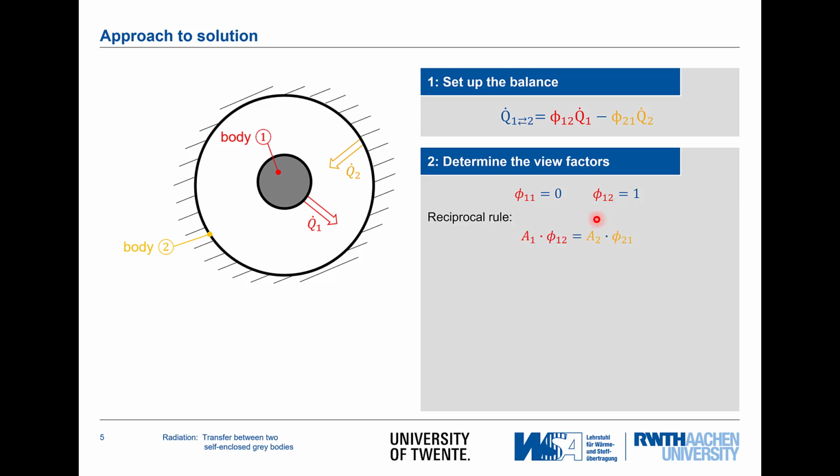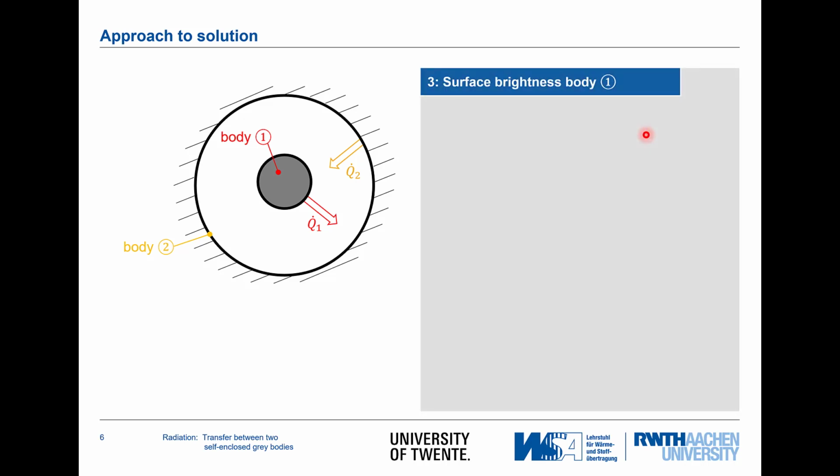This is perfect to use the reciprocal rule. We know then phi 12 times area A1 equals A2 times phi 21. So phi 21 using this value becomes just the area ratio. The summation rule for object 2 gives phi 21 plus phi 22 equals 1. Now we can determine phi 22. So this is at the end 1 minus the area ratio. This has now given us all the 4 needed view factors. Now we can look at the surface brightnesses.